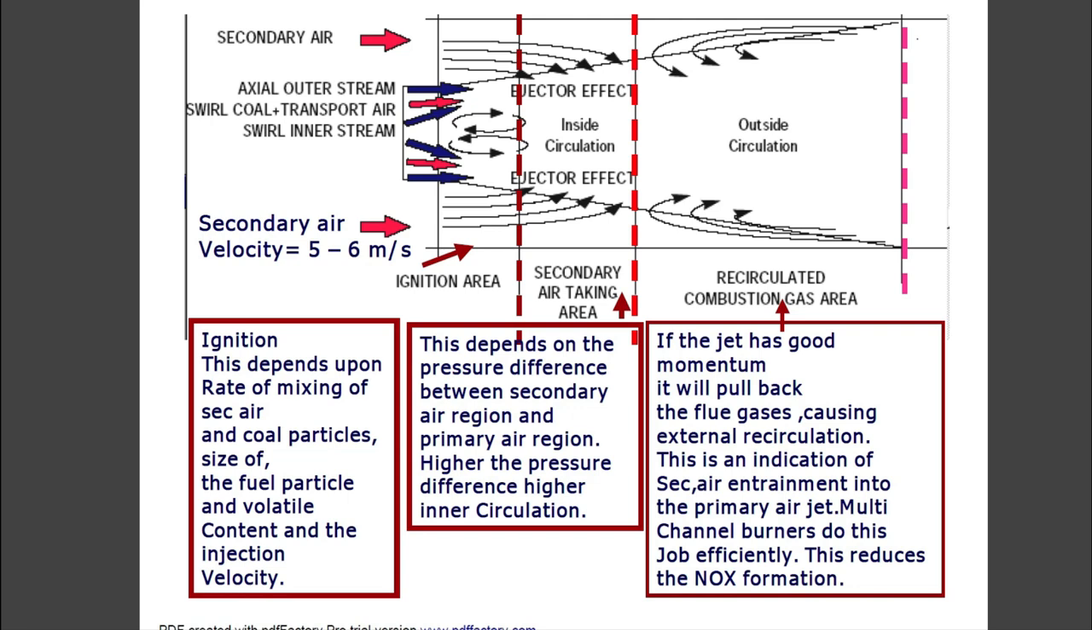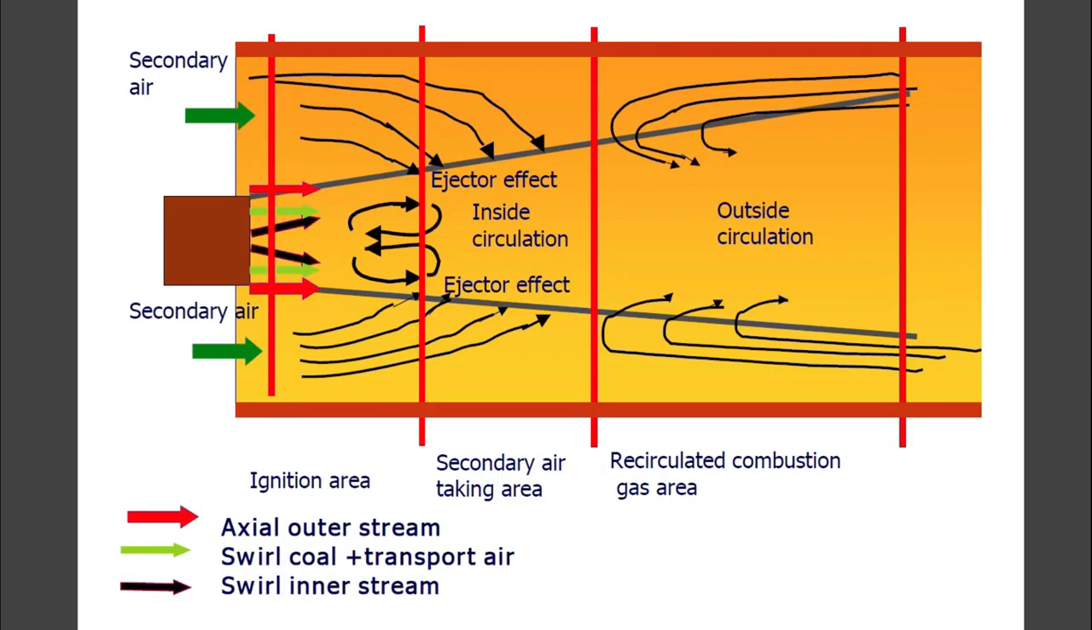Recirculated combustion gas area. If the jet has good momentum, it will pull back the flue gases, causing the external recirculation. This is an indication of secondary air entrainment into the primary air jet. Multi-channel burners do this job efficiently. This reduces the NOx formation. You can see in the clear picture the axial outer stream, swirl core plus transport air, and swirl inner stream.